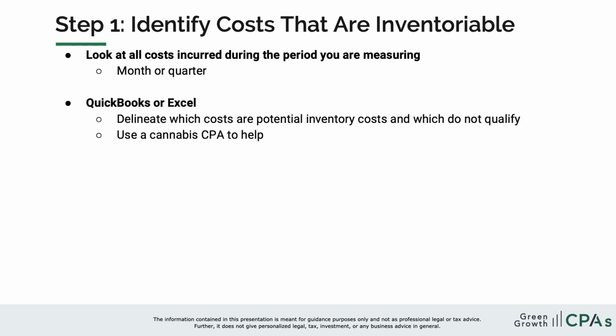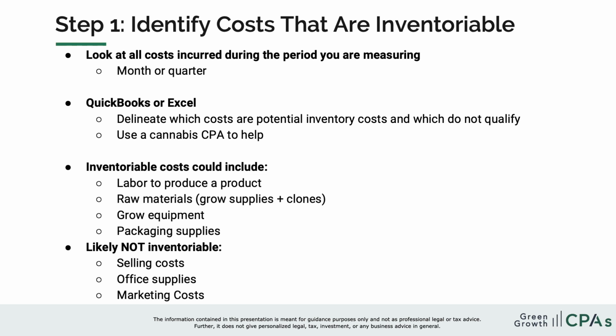Typically, it's going to be on a monthly basis. And you're going to go through your QuickBooks or your Excel file, wherever you have all of your costs laid out, and you need to differentiate which costs are potential inventory costs and which do not qualify as inventory. And you're likely going to need a cannabis CPA to help you make these choices when you start out. And this is one of those things that we help out with during our outsourced CFO service for cannabis businesses.